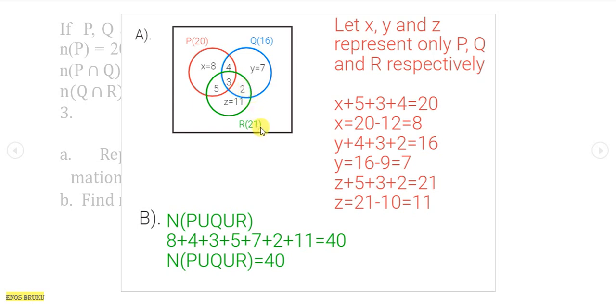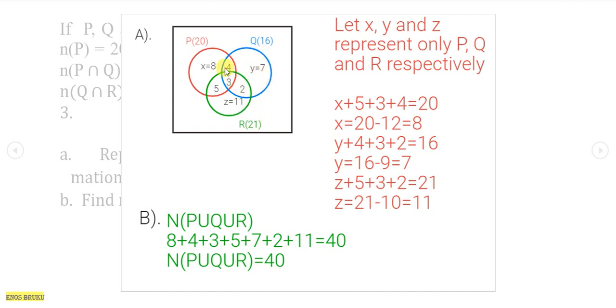Now we do the same thing to find our Z, because the Z plus 5 plus 3 plus 2 should also give us 21. Since we are saying this circle, all the members, if you add it, you should get 21. Since we don't know the Z, we just make the Z the subject. So 21 minus 5 plus 2 plus 3 will give us 10. So the Z will be equal to 11, which means our R only is 11. Our P only is 8. Our Q only is 7. Sometimes they can ask you those questions.